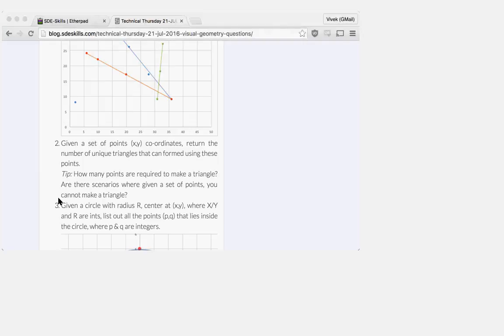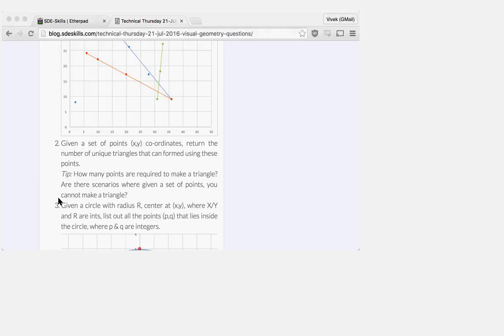If 3 points are not collinear, they can form a triangle. So how will you identify the number of triangles you can make? I think we can just put a count while we are looping and checking if it's collinear or not, and keep adding to the count. So we'll get the number of triangles that we can make.